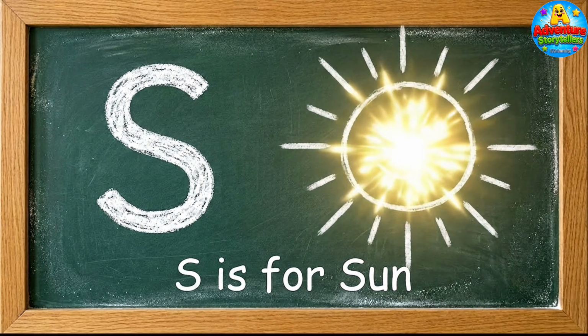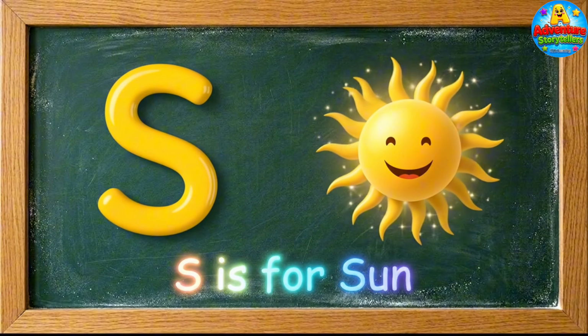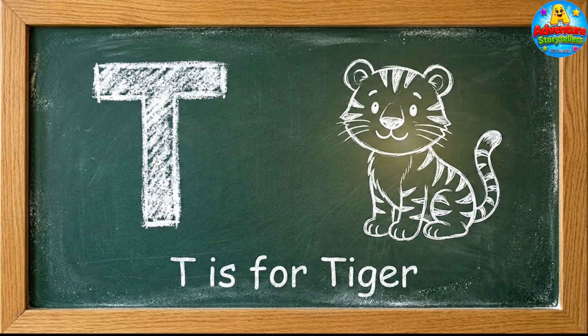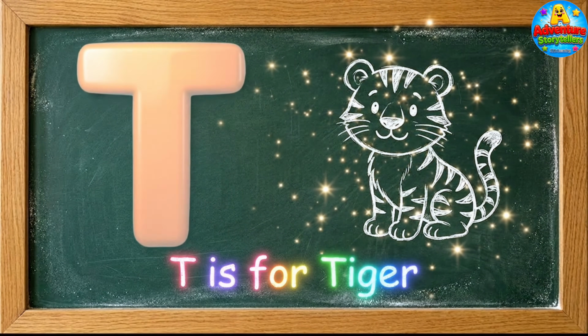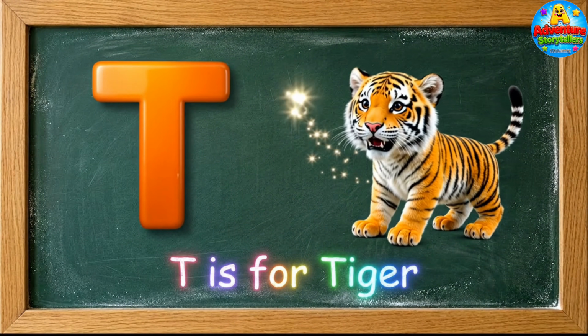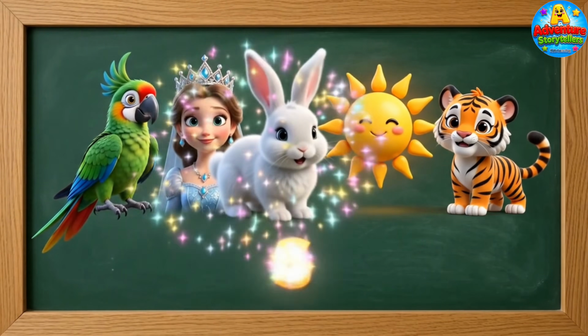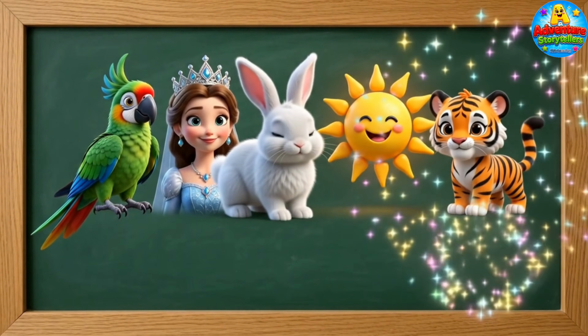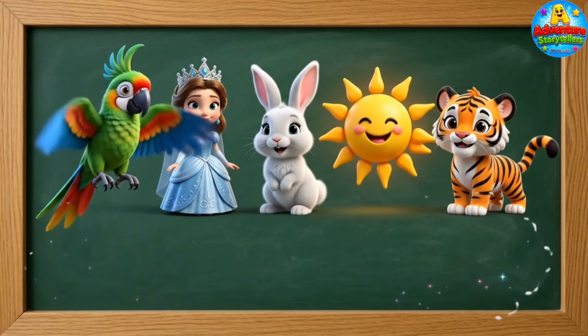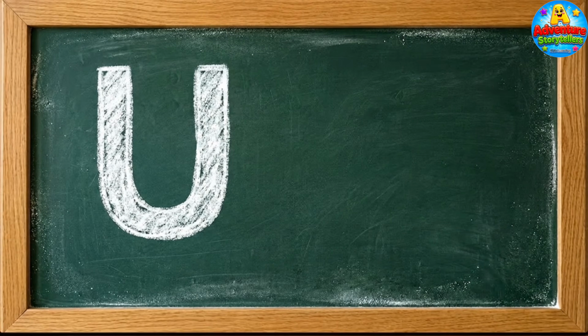S is for sun. S, sun. T is for tiger. T, tiger. P, Q, R, S, T. Come with me. P, Q, R, S, T. Yay, yay, yay.